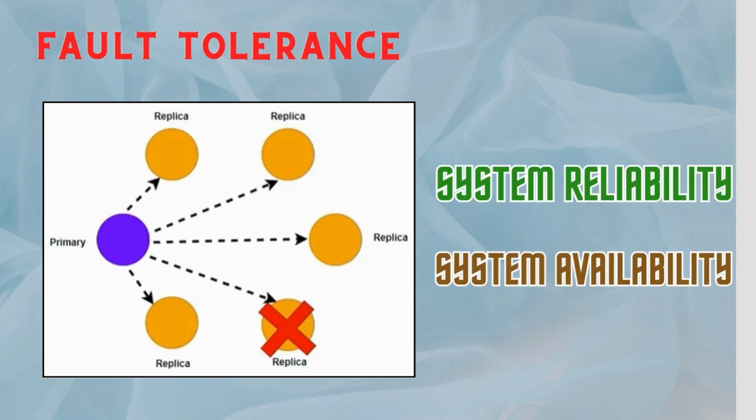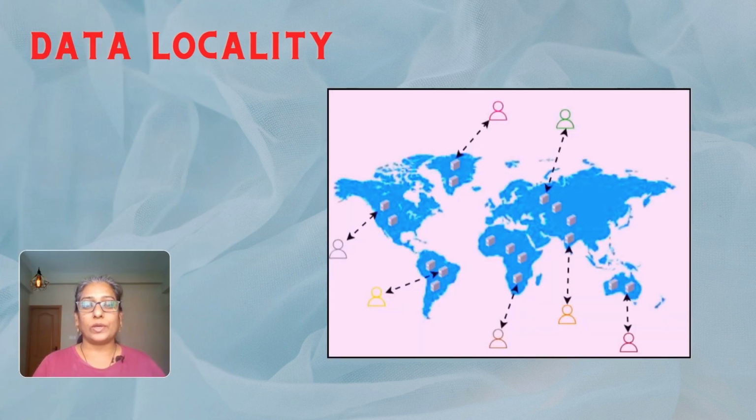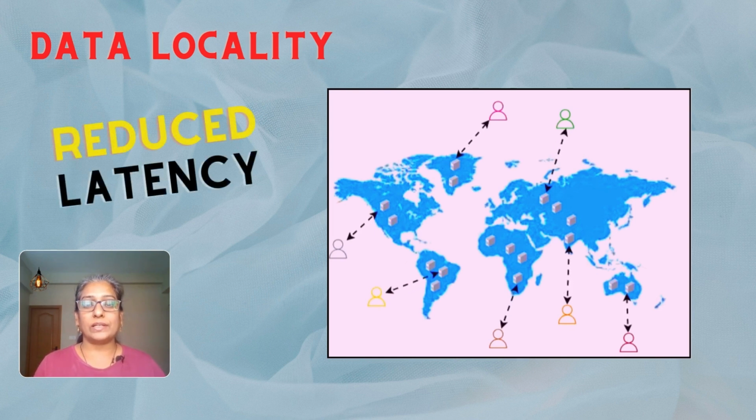overall system's availability. Partitioning can also be used to optimize data locality, where data is stored and processed closer to the computing resources. Data locality minimizes the data transfer across the network, reducing latency and improving the overall system performance.